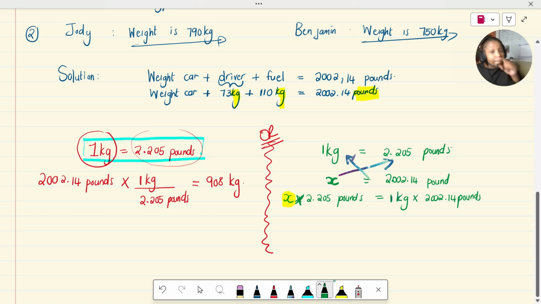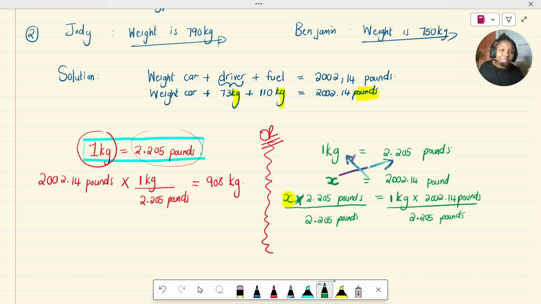We can see that we are multiplying by 2.205 pounds. So to get rid of the 2.205 pounds, because we are multiplying, we need to do the inverse operation, which is divide by 2.205 pounds. What you do on the left hand side, you do on the right hand side. Divide by 2.205 pounds. I think we can all see why I don't like using cross multiplication. It's a lot of steps, guys. I think you can all see why I choose not to use cross multiplication.